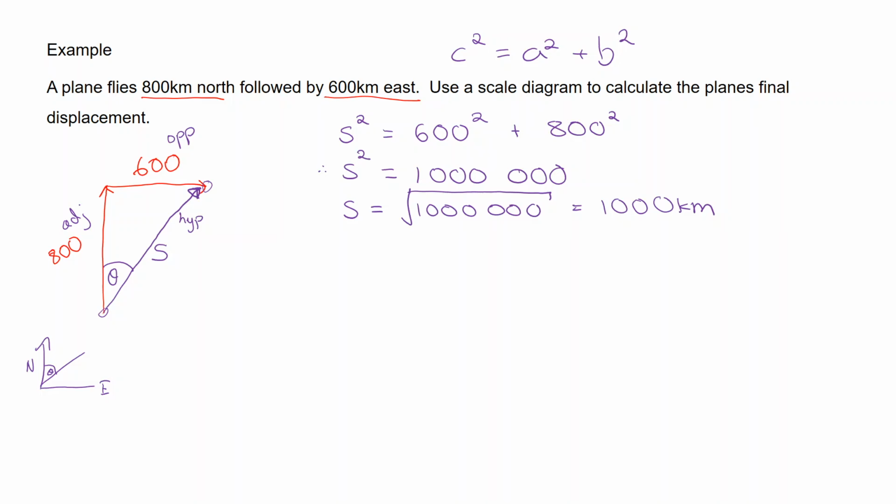Okay, now I want to find theta. I know all three values, so I can use the adjacent, the opposite, or the hypotenuse. I'm going to use the adjacent and the opposite. It's the one that you have to use most often. And just in case I got my hypotenuse wrong, I know that this is definitely 600 and that's definitely 800, so I think it's safer to use opposite and adjacent.